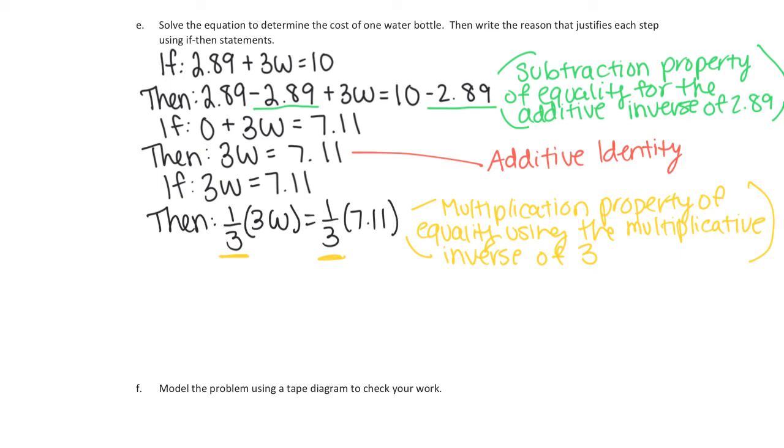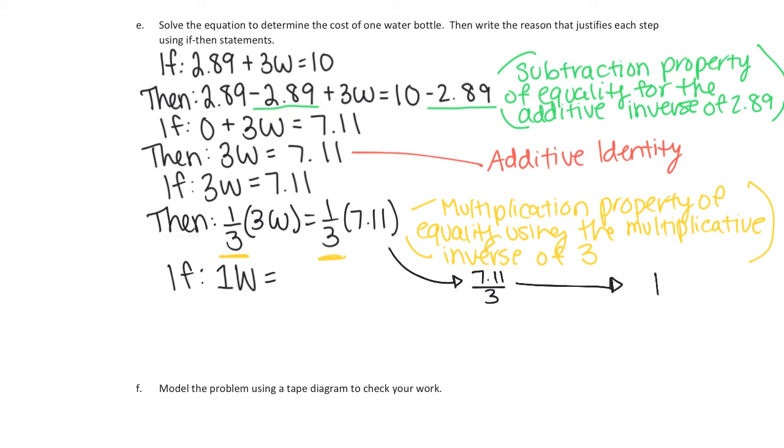Now, when I multiply our inverses together, we are going to get a value of 1. So if 1W equals, well now this one's tricky. I have 1/3 times 7.11. When I solve for this fraction, I get 7.11 over 3. That means I need to divide for it.